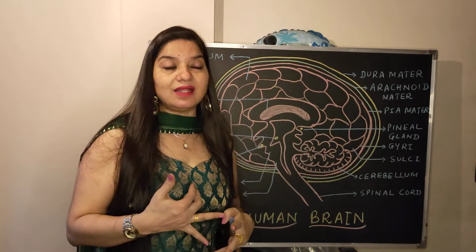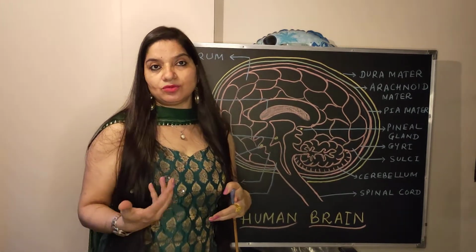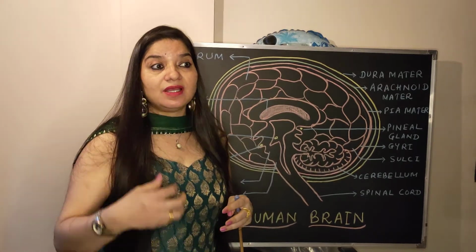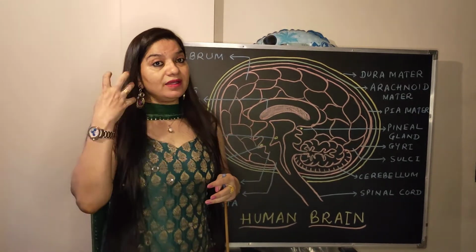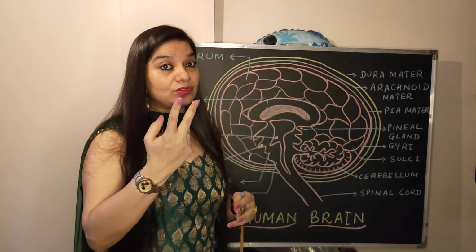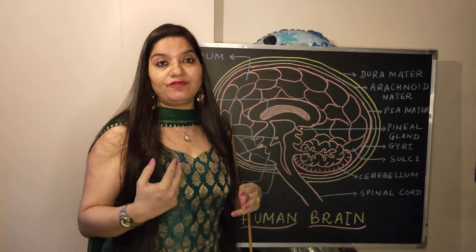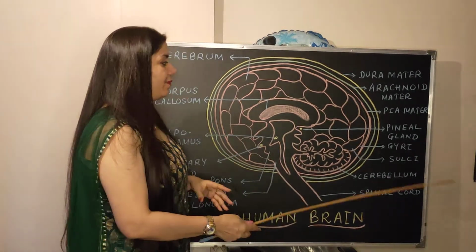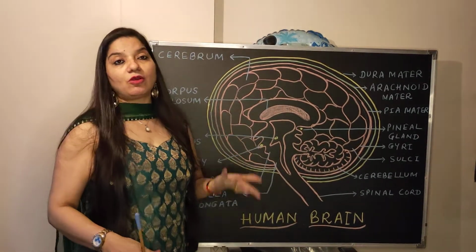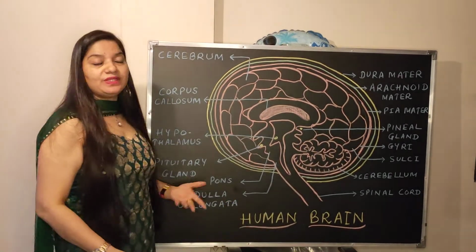So he walks unsteadily. Okay, so drinking and driving is dangerous. You have heard about this, because drinking affects your cerebellum and it gives diplopia, that is double vision, and it gives an unsteady or clumsy walk. So cerebellum is responsible for your muscular coordination, posture and equilibrium. Third is medulla oblongata.